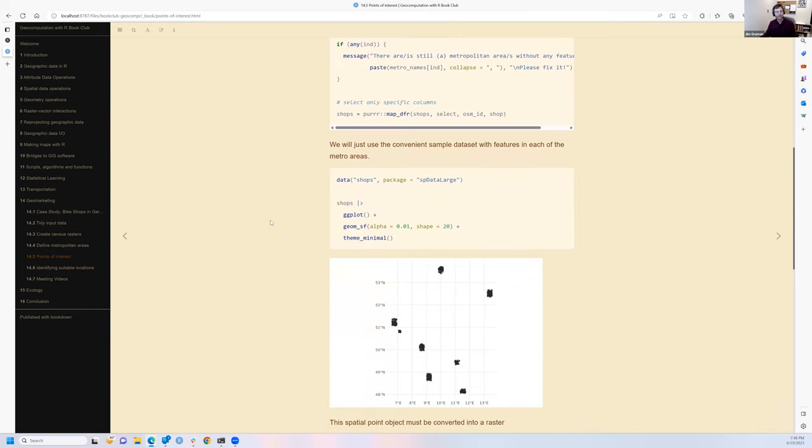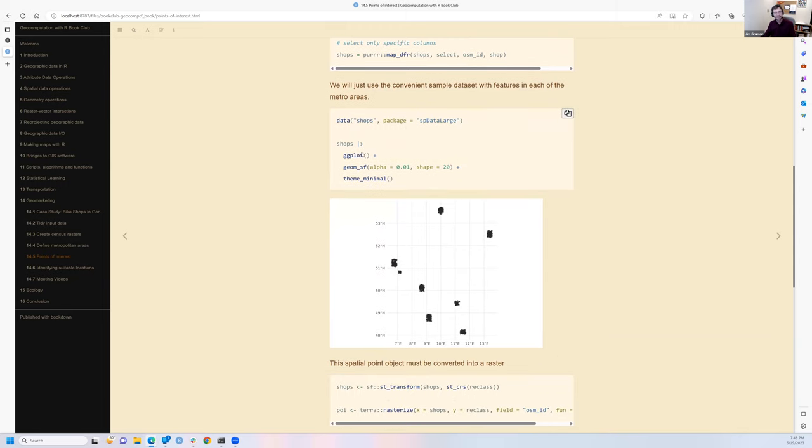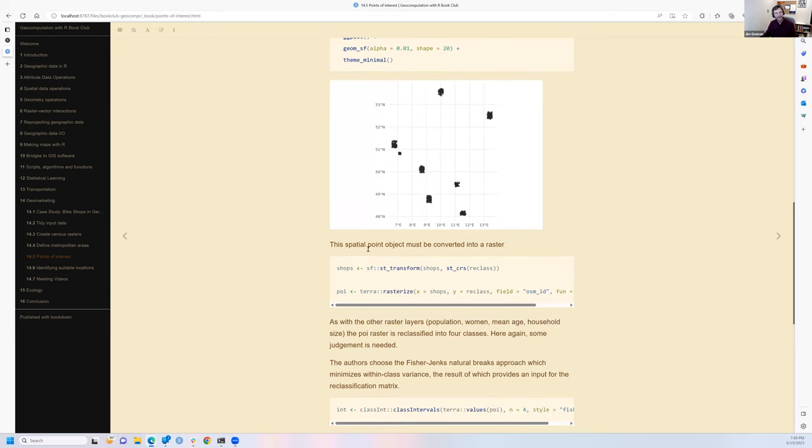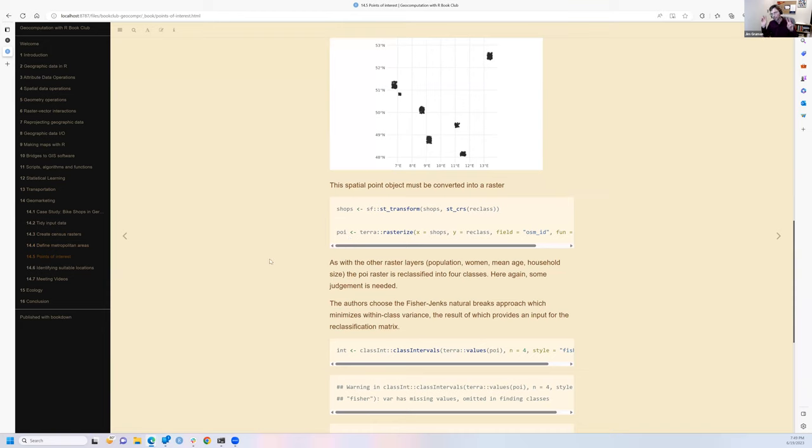But rather than do that, I just grab the data file. And just for my own curiosity, I made a plot of that. And so the shops in the data file seem to correspond with the major metro areas in Germany. That spatial point object of points of interest also needs to be converted. So we need to rasterize the shops with the CRS from the previous section. So we end up with this POI raster, the raster squares that have the most points of interest.